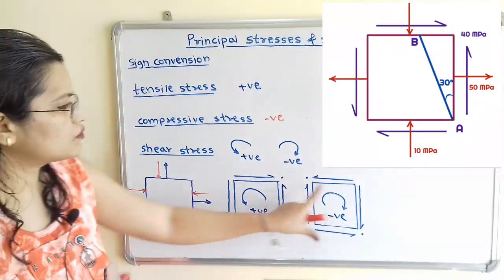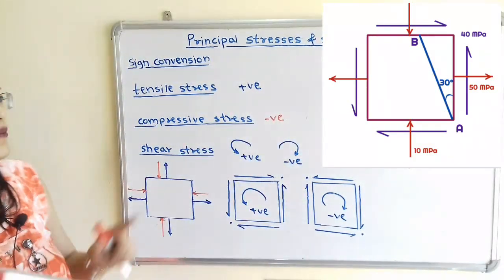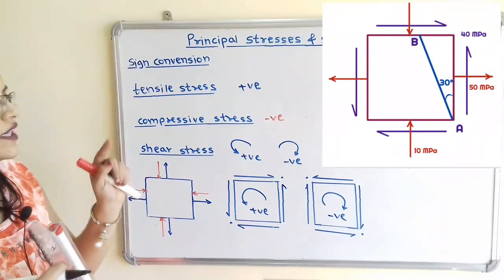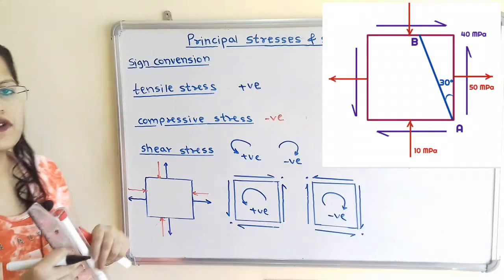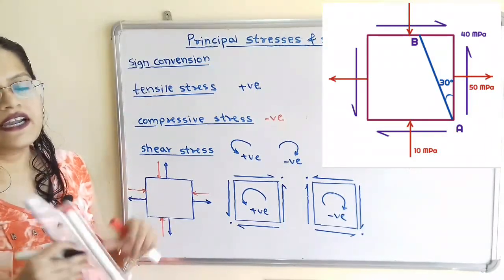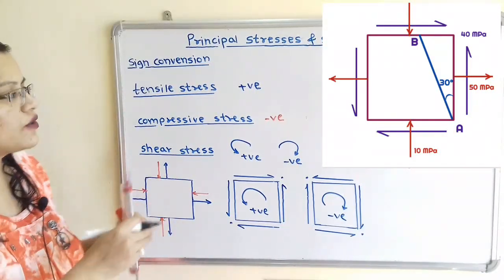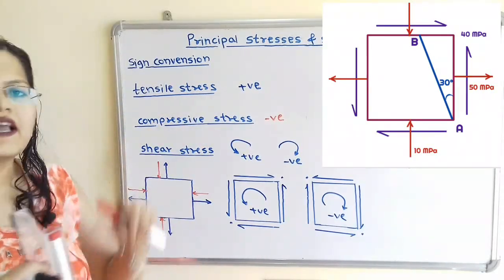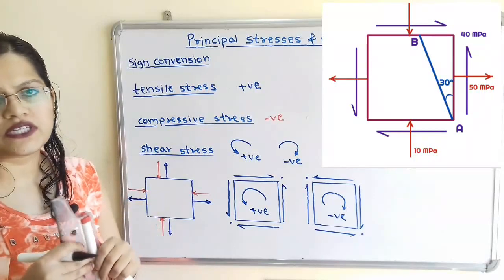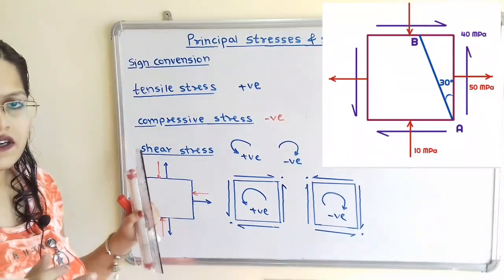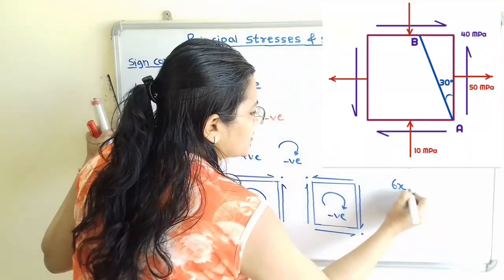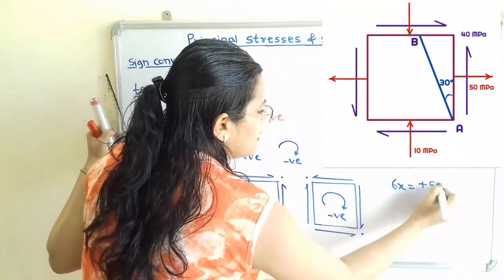Now with reference to the sign convention, we will observe the given diagram. Along the horizontal line, 50 megapascal force is acting, and it is the tensile stress. So this tensile stress we have to show with positive sign, and it is along the horizontal line. So we will use the notation sigma x. I will write here sigma x is equal to plus 50 megapascal.